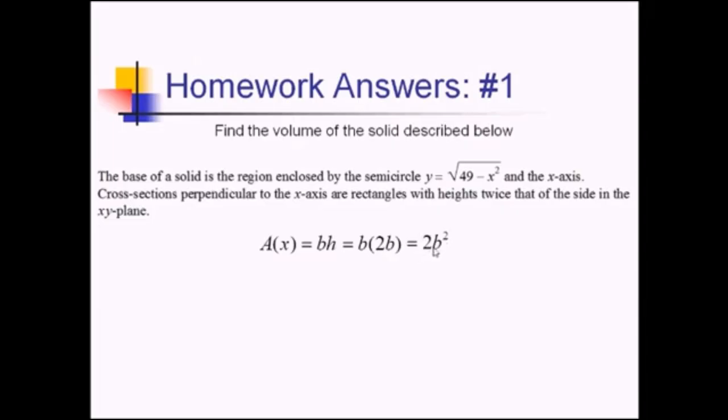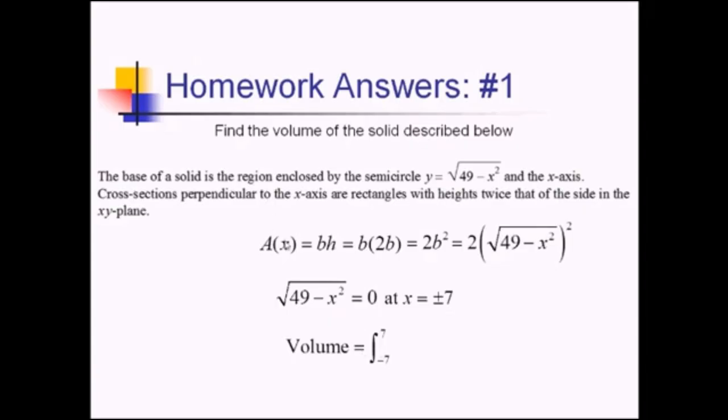Well, b is going to be the distance between your function and the x-axis. So that's going to be just the square root of 49 minus x squared, because it would be this minus 0, so it's just this. So we have 2 times the square root of all this, squared. Now for the limits of integration, this semicircle and the x-axis equal each other when x is positive or negative 7, we can see here, or you could do it more algebraically. So then we have the integral for volume. We have the integral from negative 7 to positive 7 of this area formula here.